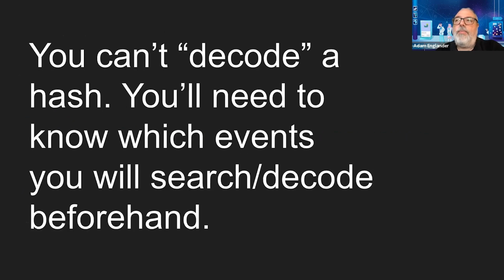One thing to always remember is that you can't decode a hash. The event signature is a hash. So you can determine what hash you want to look for, but you can't look through the logs unless you've already determined a mapping between hashes and events. You can't decode what event it is. So event signature hashes are useful, but again, you're going to need to know beforehand what you're looking for.